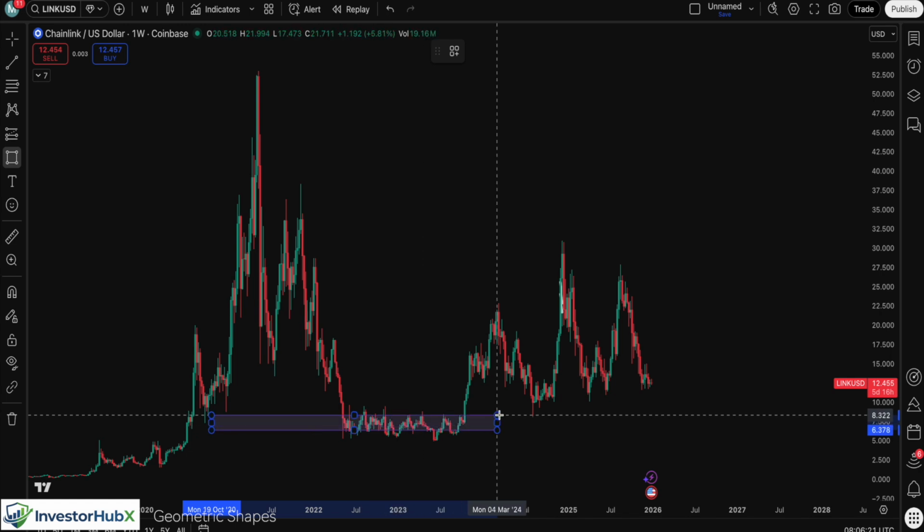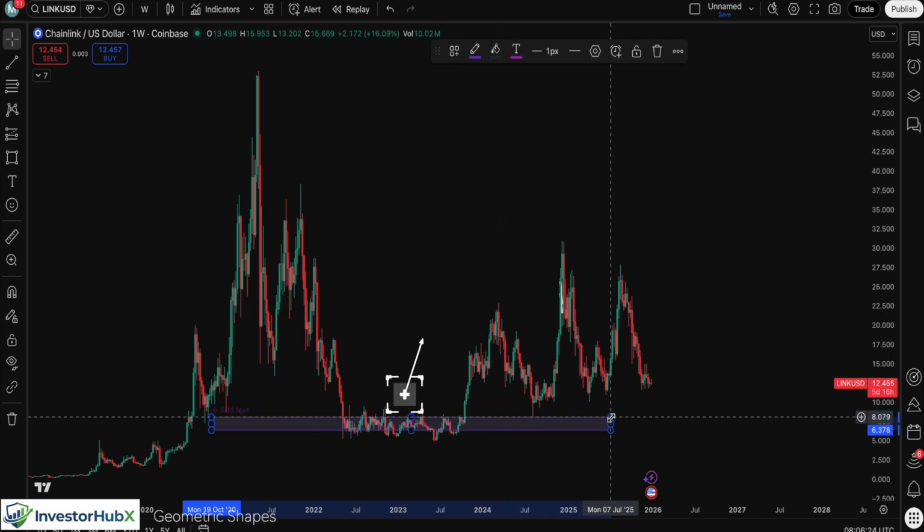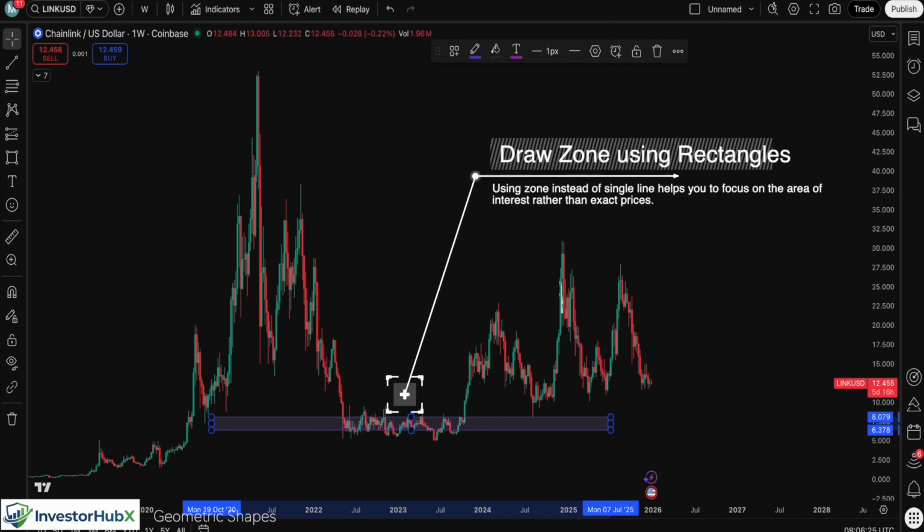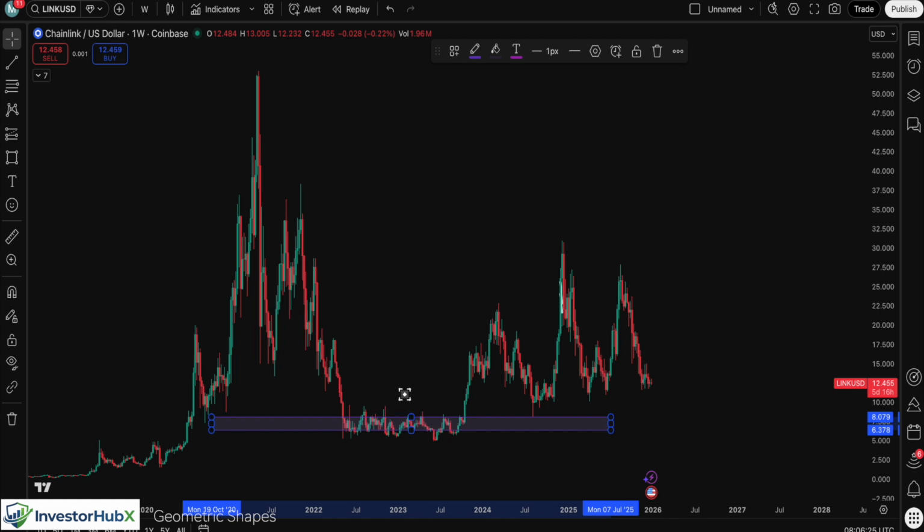Then click on an area where price has been consolidating, drag the rectangle to cover that area, and release to place it on the chart. Using zones instead of single lines helps you focus on areas of interest rather than exact prices.